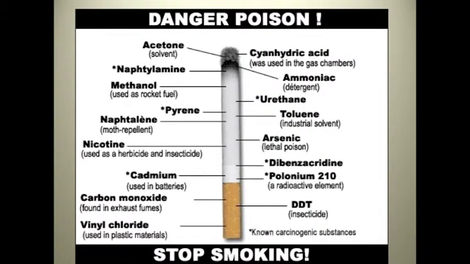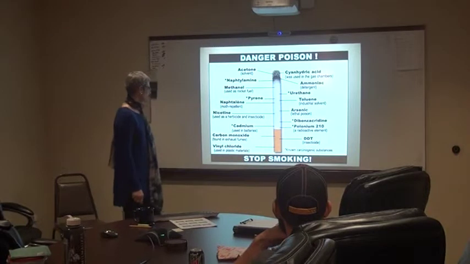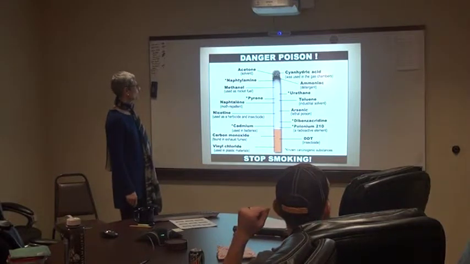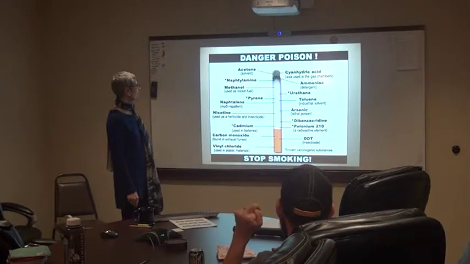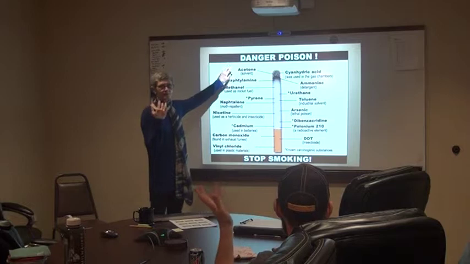There's DDT in cigarettes? What? DDT? What is that? Insecticide. Yeah. That's what they put in bug spray. Acetone, like you do your nails with.